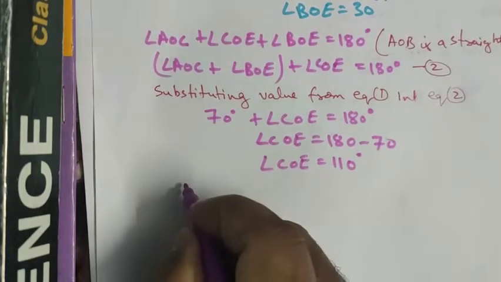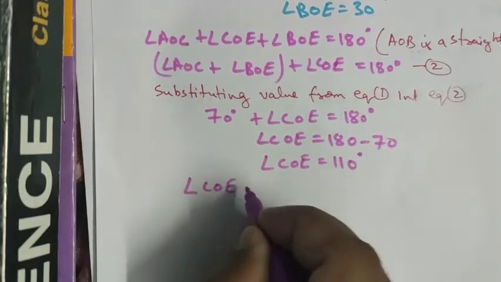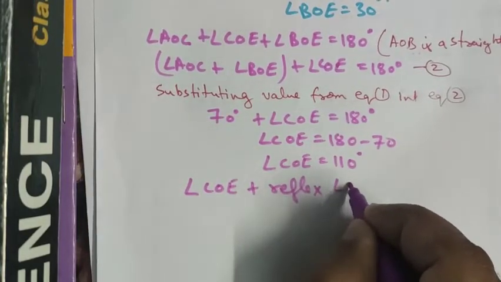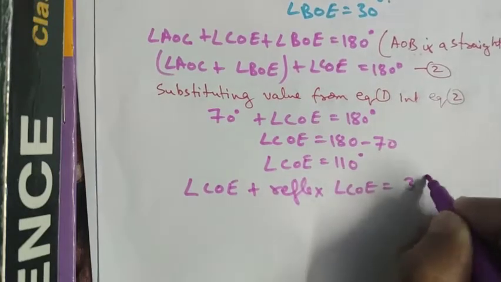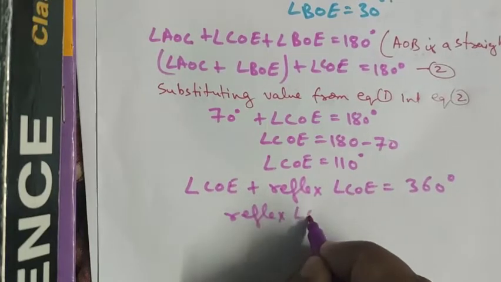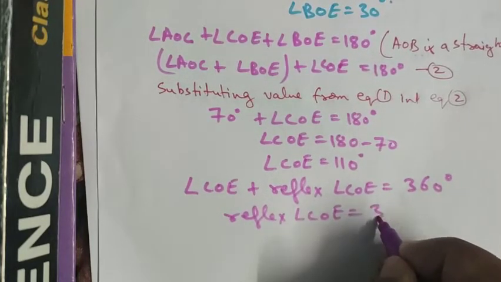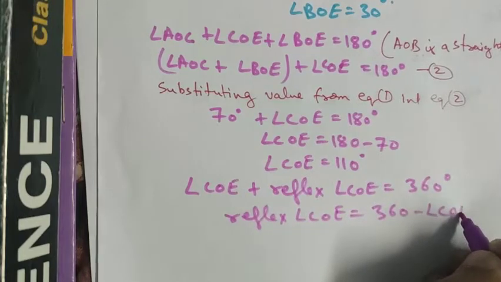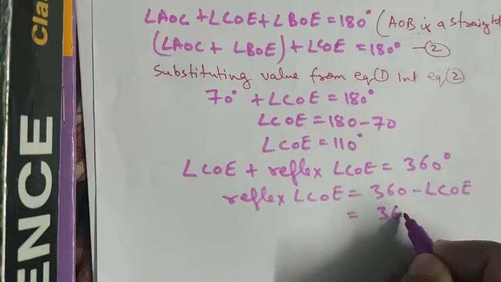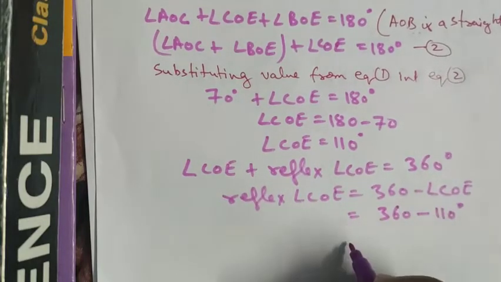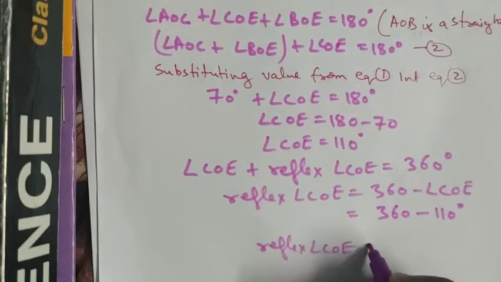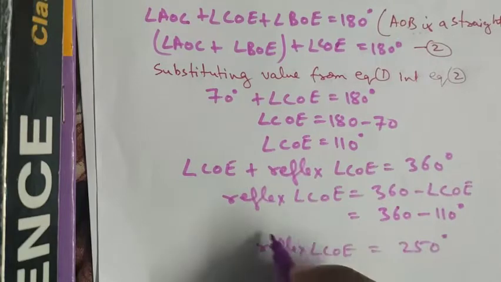So we know that any angle plus the reflex of that angle will be equal to 360 degrees. So we can say that reflex of angle COE will be equal to 360 minus angle COE, and we know the value of angle COE is 110 degrees. So 360 minus 110 degrees. So reflex of angle COE will be equal to 250 degrees.